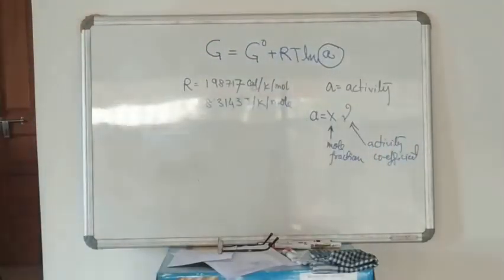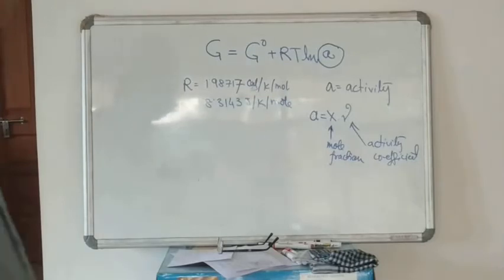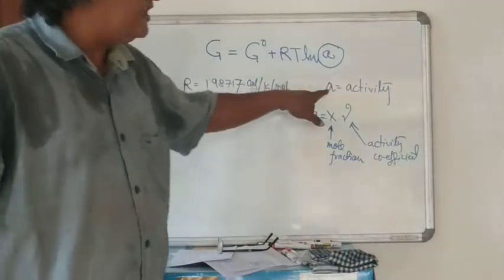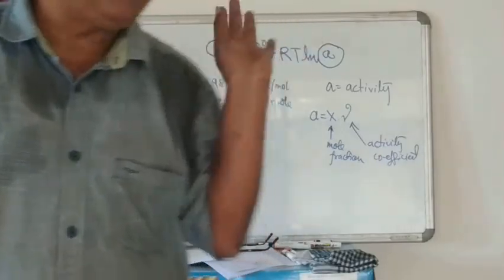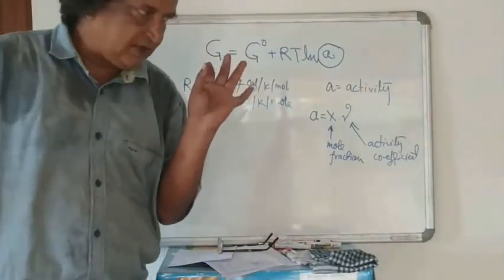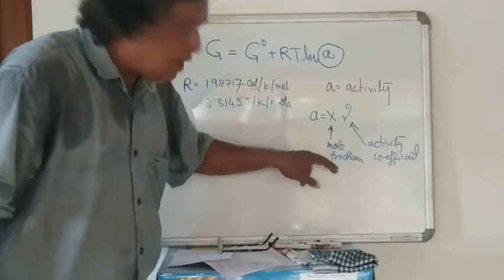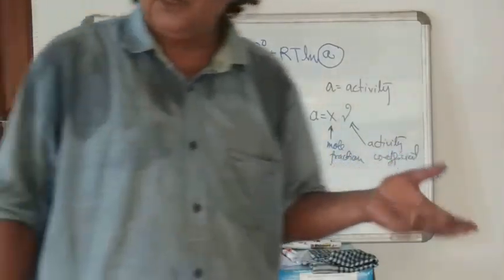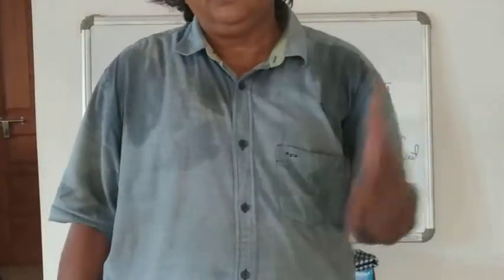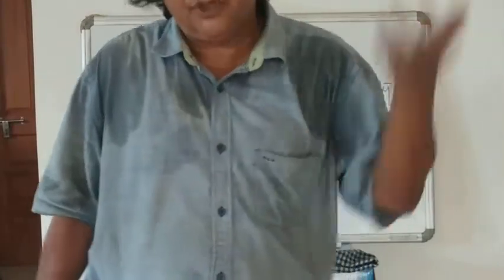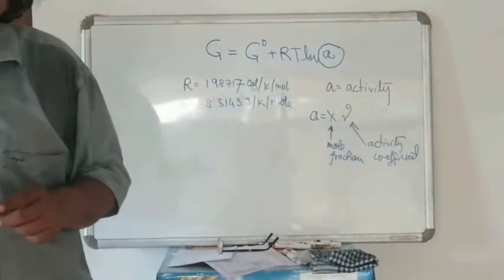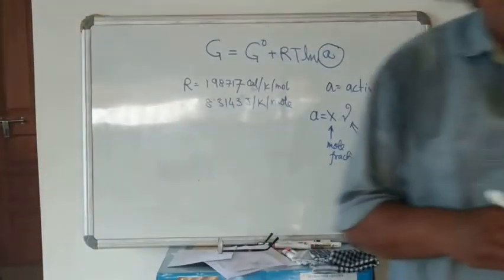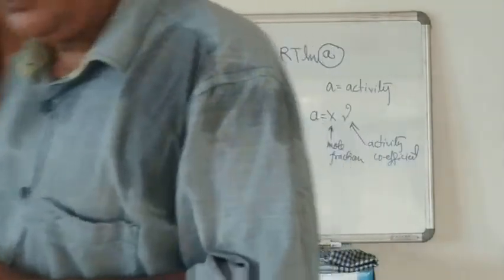It's called the activity coefficient. Activity is a dimensionless number. There are no units to activity. Mole fraction also does not have a unit because it's the same number, grams divided by grams. And therefore, activity coefficient is also a dimensionless quantity. So A, X, gamma are all dimensionless ones.